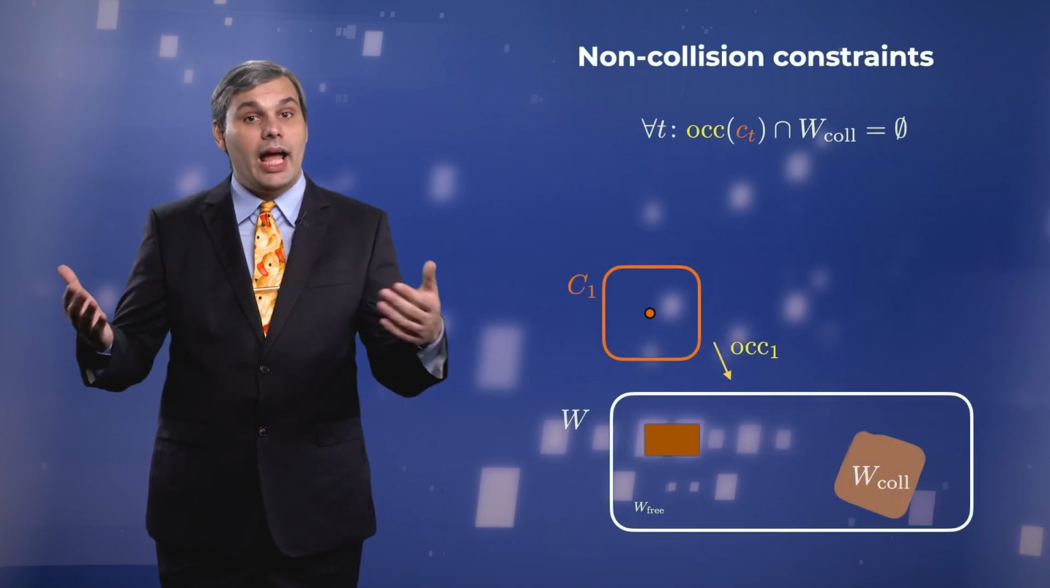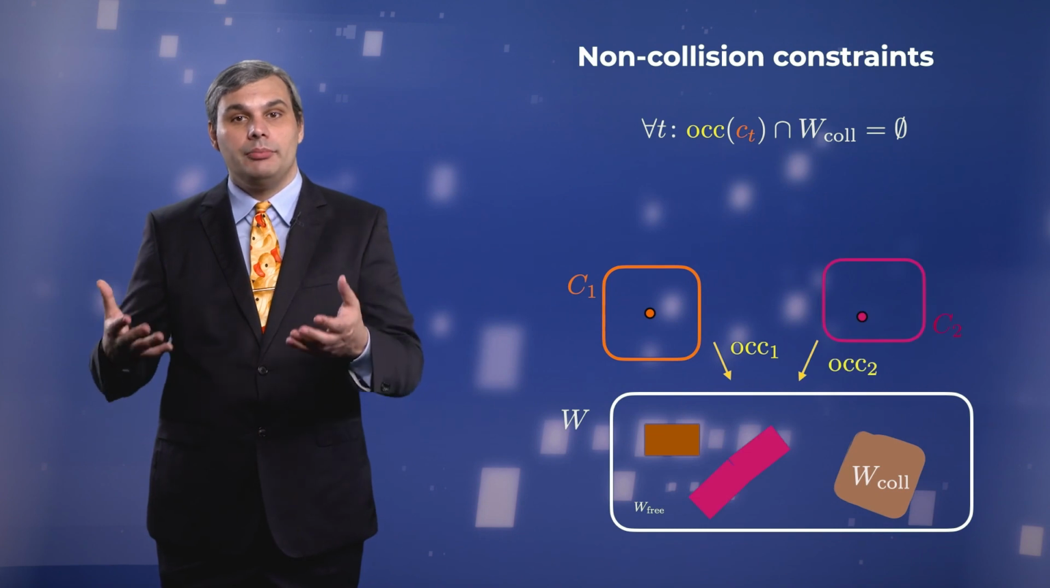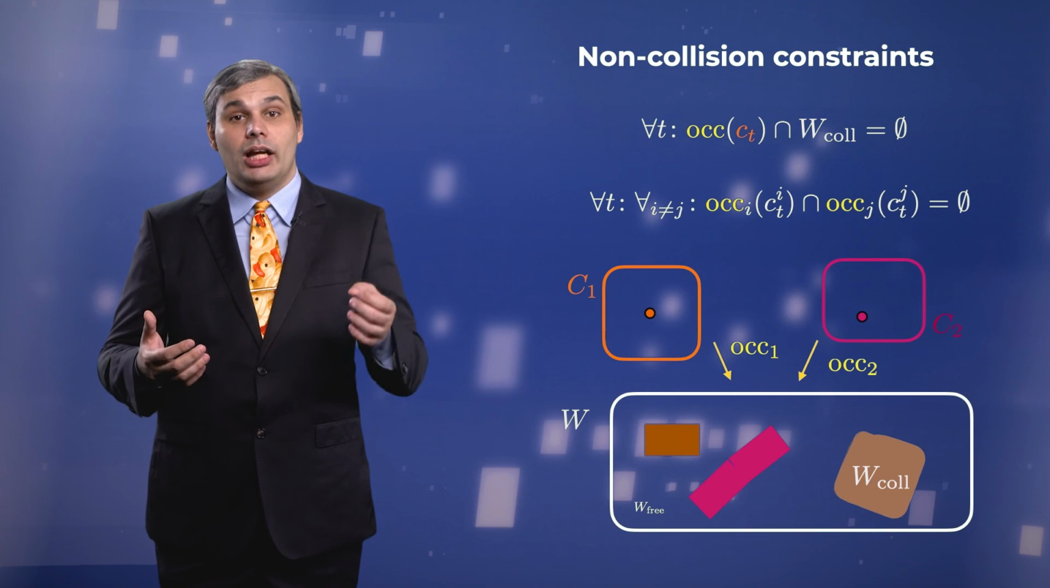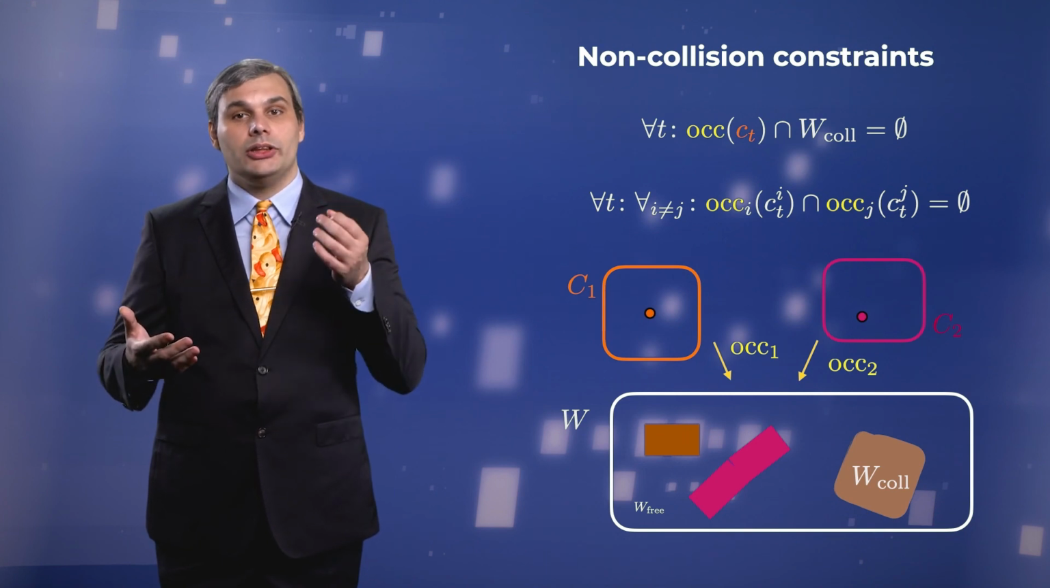Different robots and other agents in the world could have different configuration spaces. If we have the occupancy function for each of them, we can check if there's a collision by checking that the intersection of their footprints is empty. In this video, we have introduced the concept of workspace, configuration space, and occupancy function. With these concepts, we can formulate the non-collision constraints in a motion planning problem.